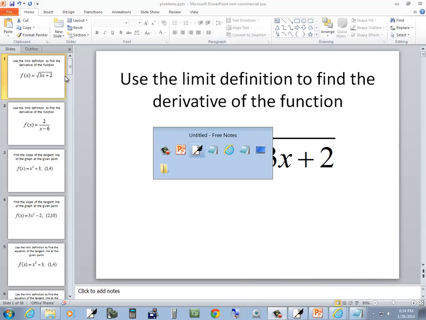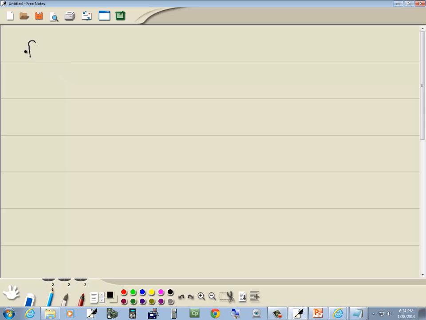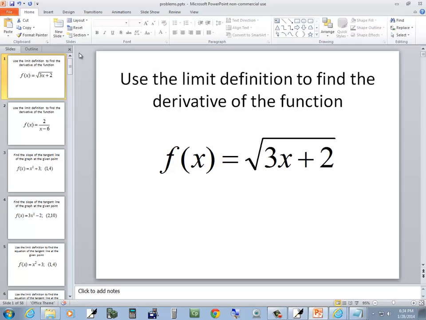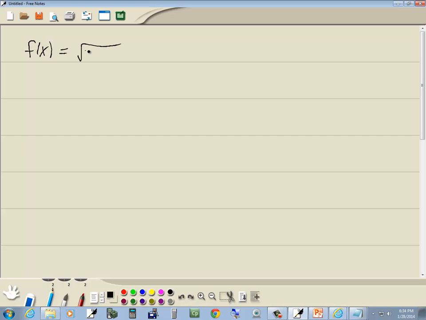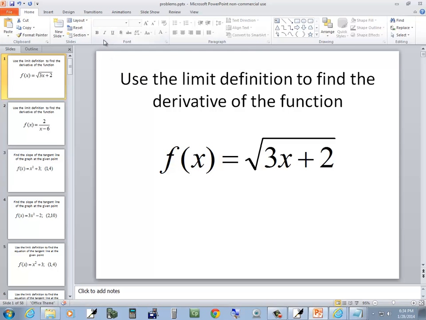Let's take a look at this problem. We've got f of x is equal to the square root of 3x plus 2, and use the limit definition to find the derivative of the function.